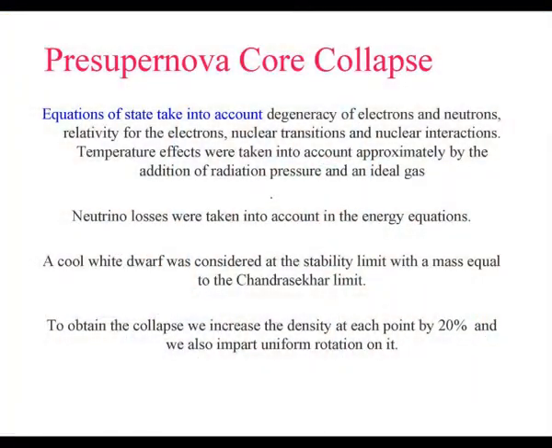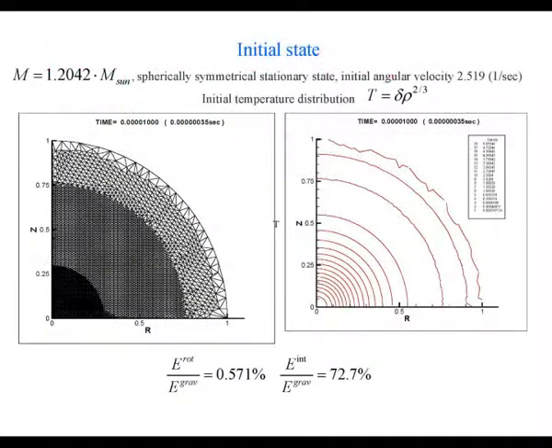And as for the initial model, we take a cool white dwarf at the stability limit, and then we slightly increase its mass just to move it from the stable situation and impart some, for example, uniform rotation on it and see what will happen with this model.